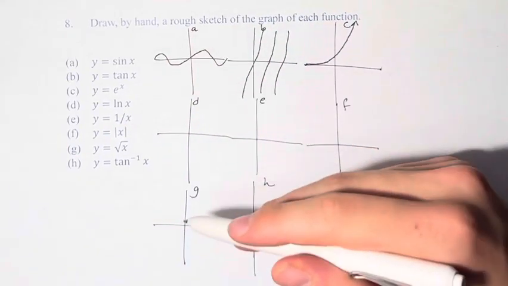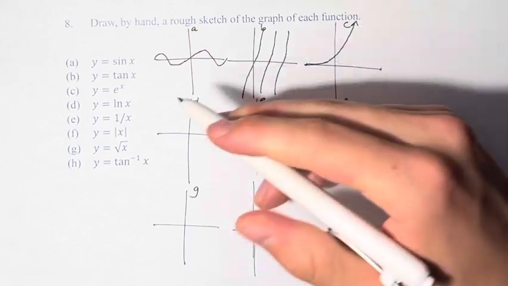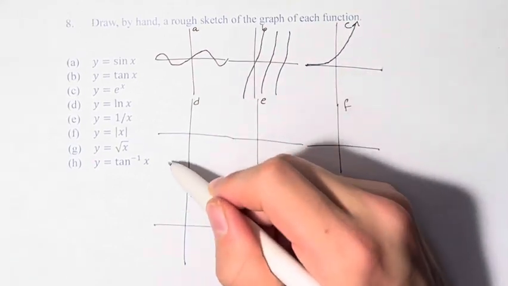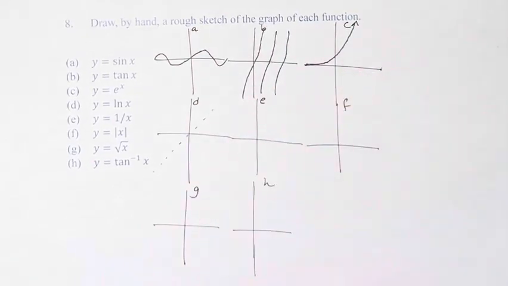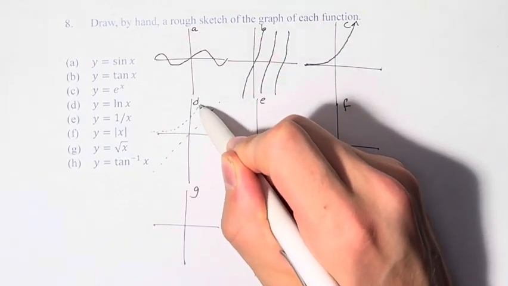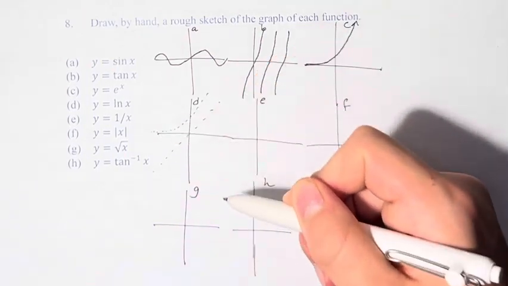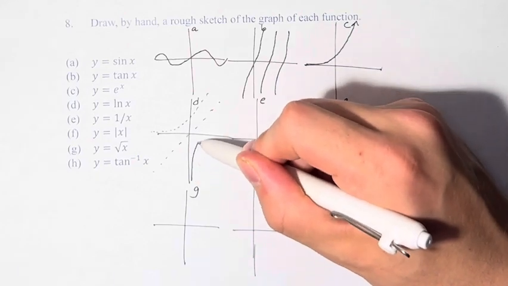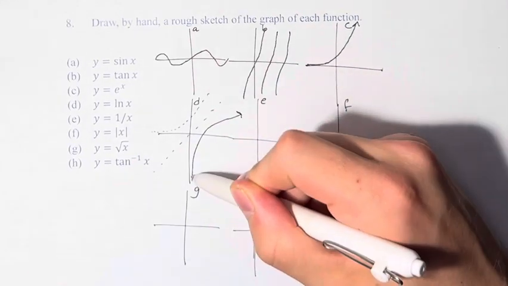ln of x is the inverse of e to the x. So it's the reflection over the line y equals x. So if we think of the function like this, we are reflecting it over, we get our function that looks like this.